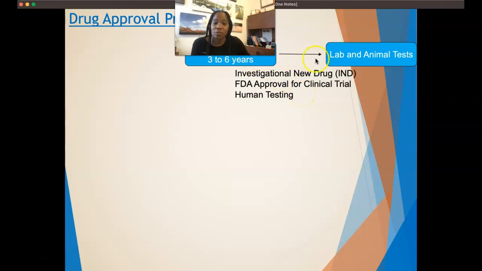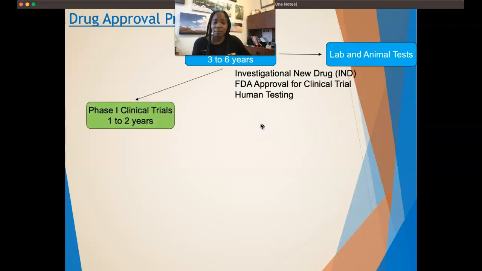So you go 3 to 6 years of testing in the lab and animal tests. And then if we make it through this with very low adverse side effects, the next attempt is that we can move to human testing. So we don't just go straight to human testing, right?